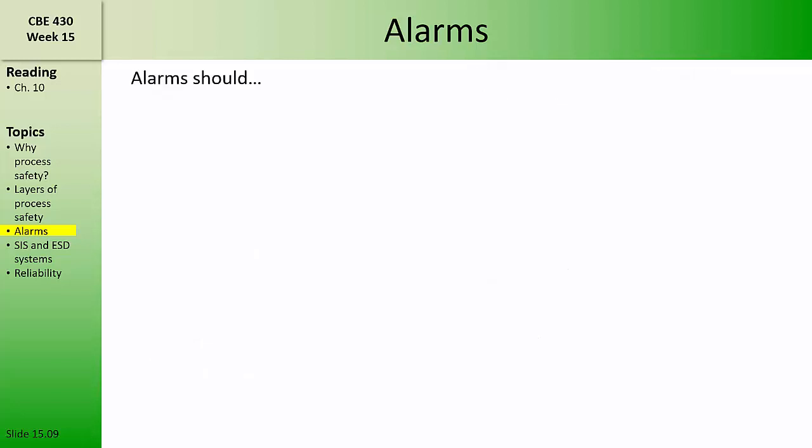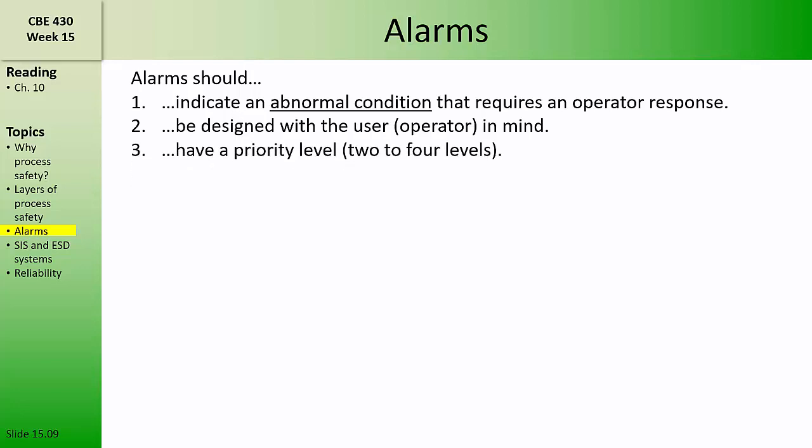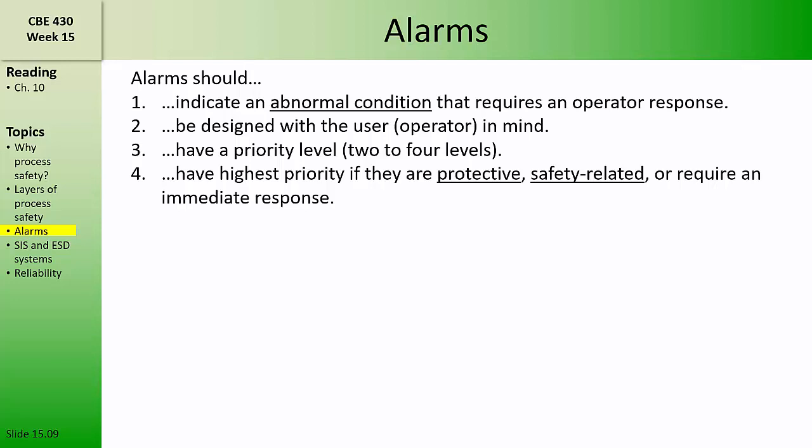When designing alarms, consider that alarms should be used to indicate abnormal conditions that require an operator response. They should be designed with the user, that is, the operator, in mind, and have a priority level. Between 2 and 4 levels is reasonable. Alarms that have 10 levels or only 1 level are not useful. The highest priority alarms should only be used if they are protective or safety related, or if they require an immediate response. Alarms should be designed so that the alarm condition persists until it is acknowledged.